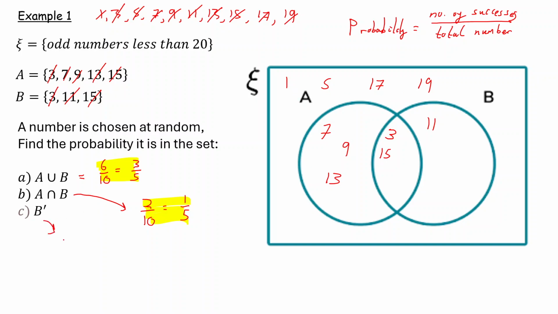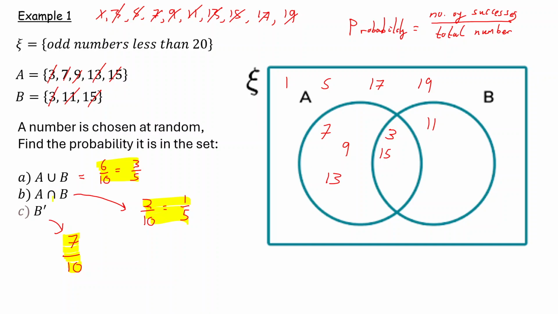So this one, we've got 7 numbers. So it's 7 out of a total of 10. And this one we can't simplify. 7 is a prime number. It will not simplify any further. So that is your answer. Okay, so it's just really being familiar with this set theory notation.